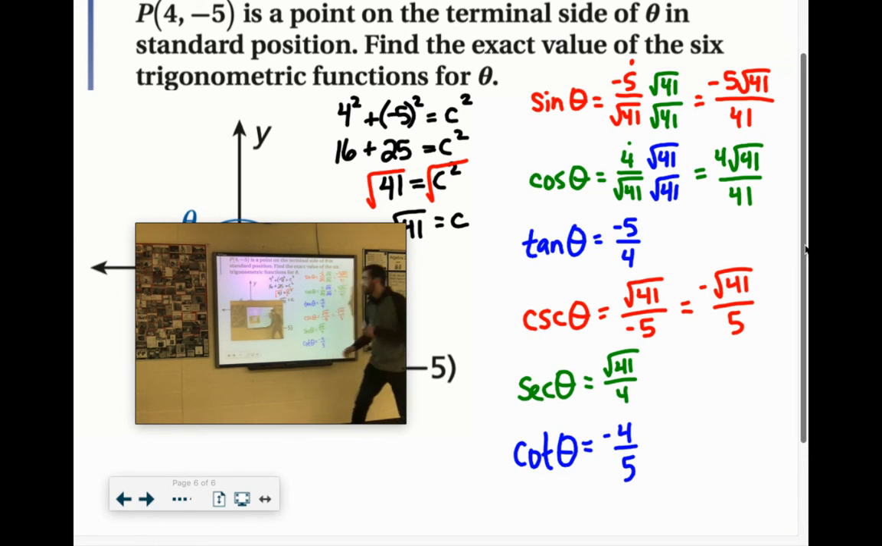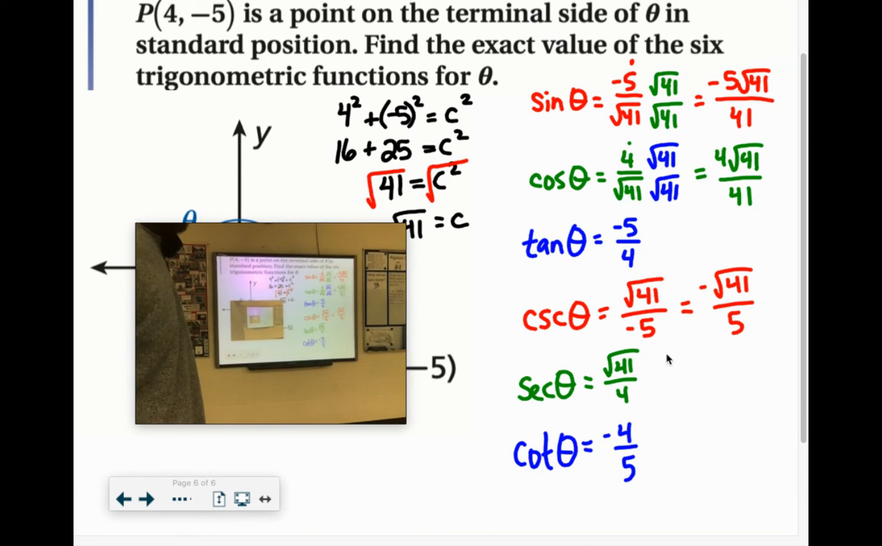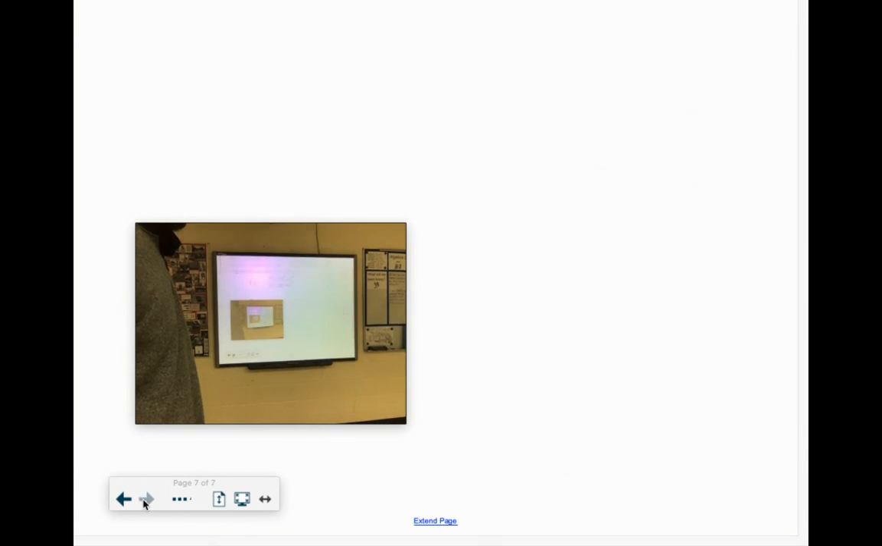That's all done. So I have another one for you to try on the next slide. I'm running out of time now. So go ahead and give it a whirl. I'll flip it to the next slide here.